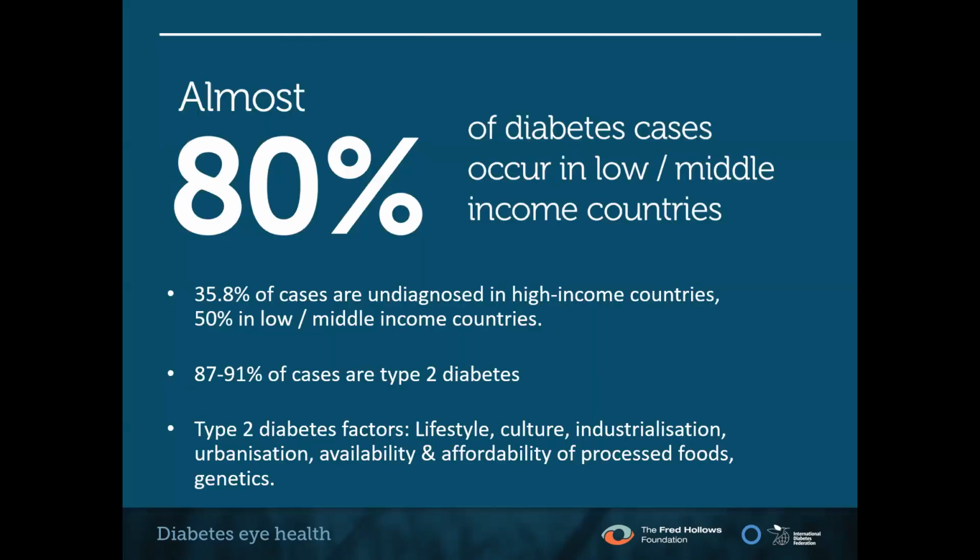Almost 80% of diabetic cases occur in low or middle income countries. 35.8% of cases are undiagnosed in high income countries, and 50% in low or middle income countries. 87 to 91% of cases are type 2 diabetes. Type 2 diabetes accounts for over 90% of all cases of diabetes. The increase in type 2 diabetes in low and middle income countries is associated with changes in lifestyle, culture, industrialization, and urbanization, increasing obesity, physical inactivity, and genetic factors associated with some indigenous people.